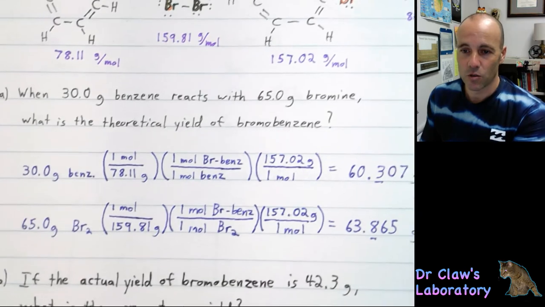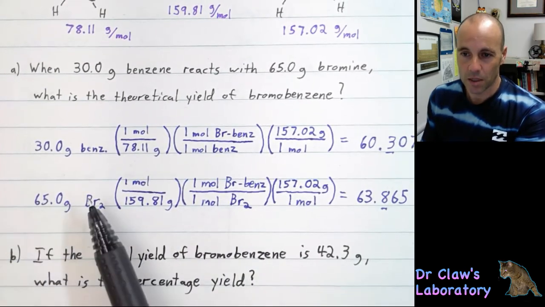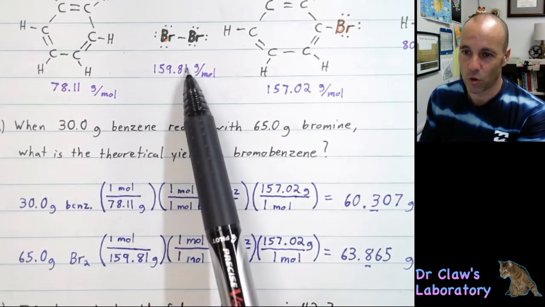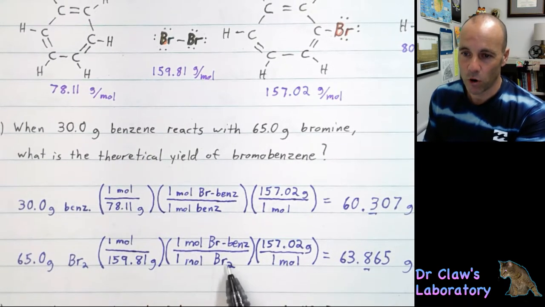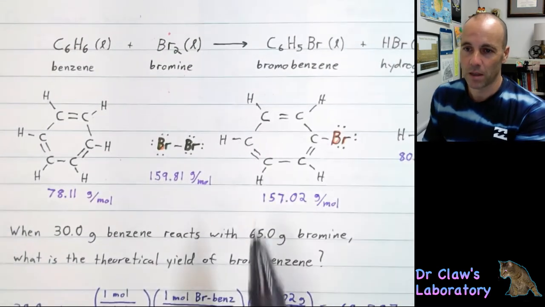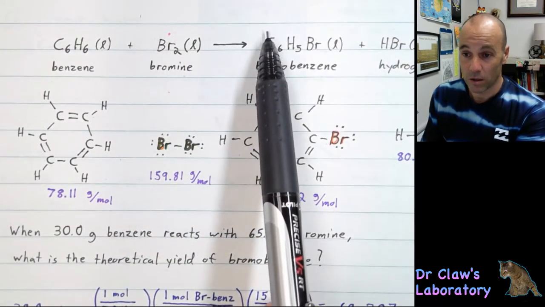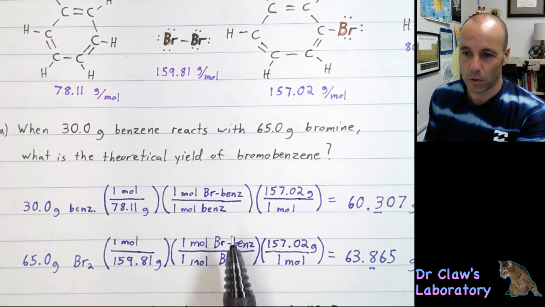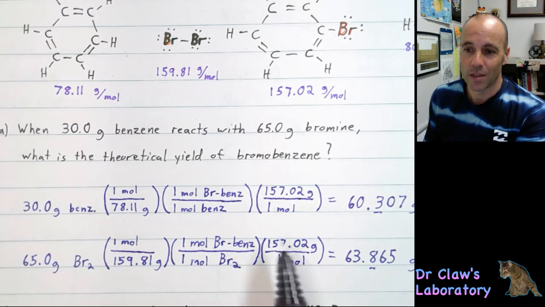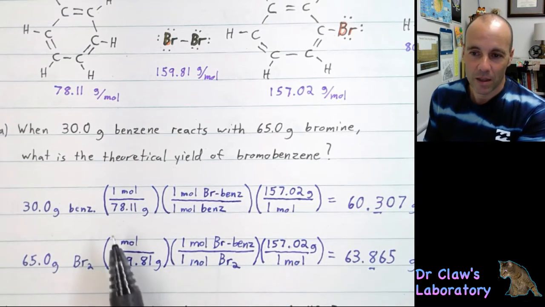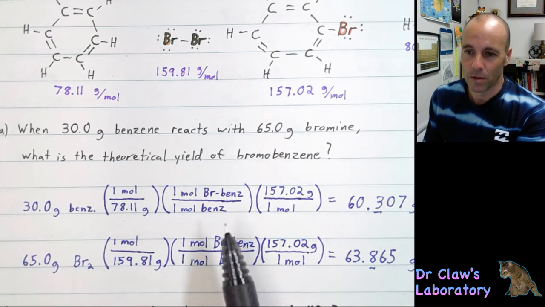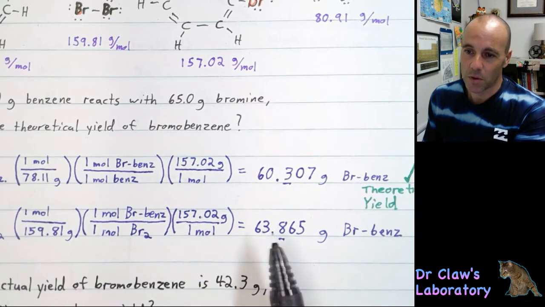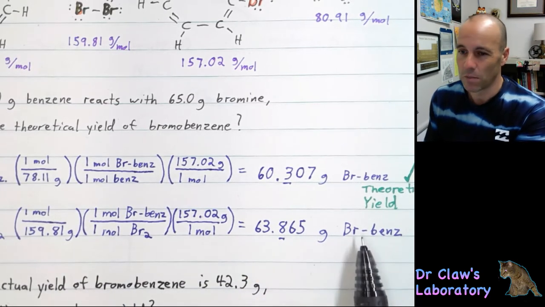Now, let's assume all of the other reactant reacts. You take your 65 grams of bromine, and you convert grams to moles using the molar mass of bromine. Then 1 mole of bromine also yields 1 mole of bromobenzene because that's a 1-to-1 relation. All the coefficients are 1 this time, so that makes it nice. Then 1 mole of bromobenzene is 157.02 grams again. All the units cancel, and you're left with grams of bromobenzene, and the numbers give you 63.8 or 63.9 grams of bromobenzene.